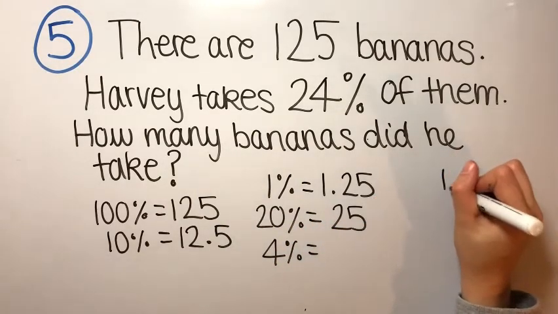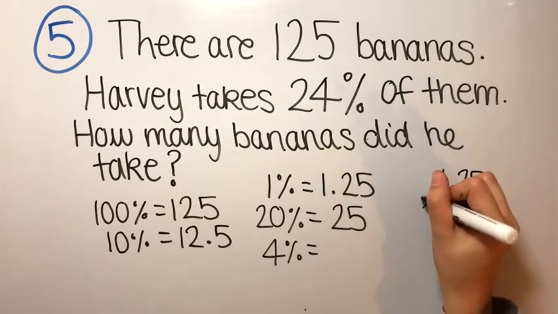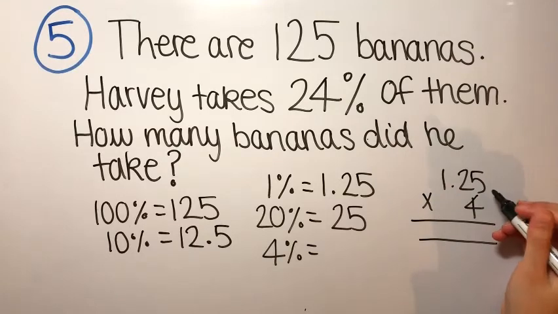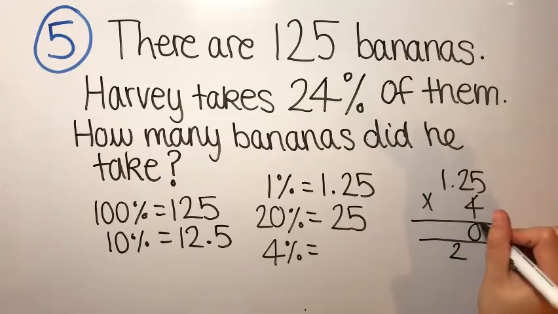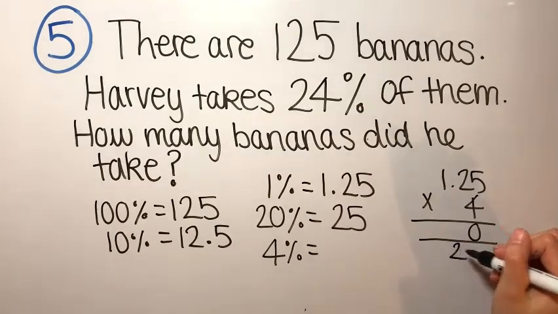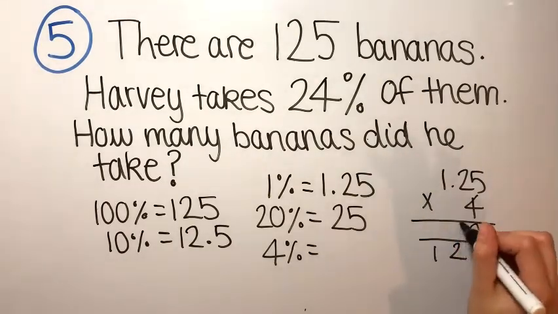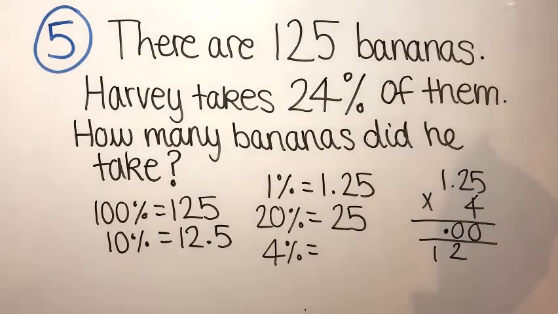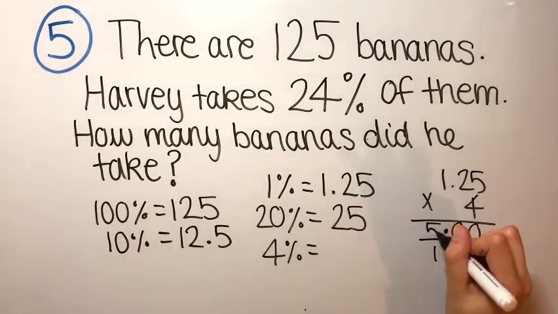(1.25) times by 4. 4 times by 5 is 20. 4 times by 2 is 8. Plus the 2 down here is 10. Bring down our decimal place. 4 times by 1 is 4. Plus this 1 is 5.